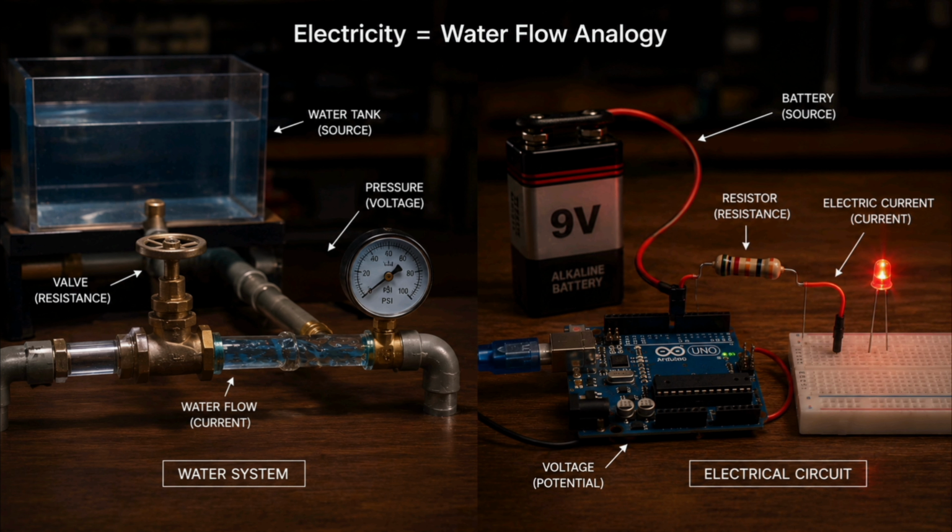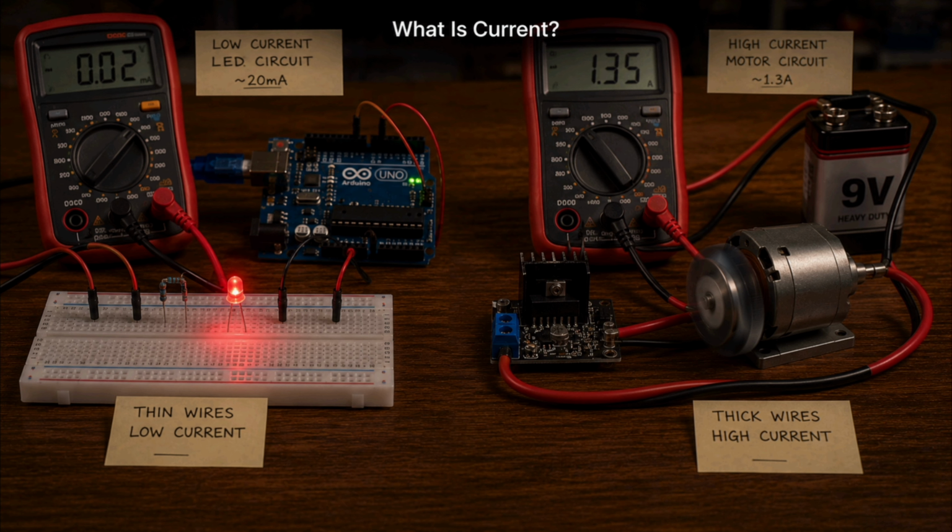The easiest way to understand electricity is by comparing it to water flow. Voltage is like water pressure. Current is like the amount of water flowing. And resistance is like a narrow pipe slowing the flow. This single analogy helps beginners understand most electronics concepts much faster.